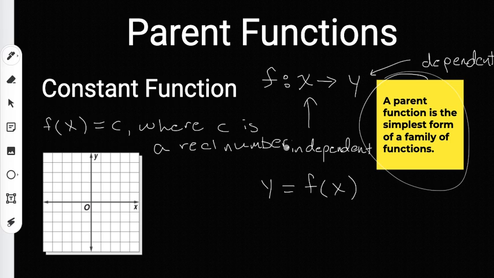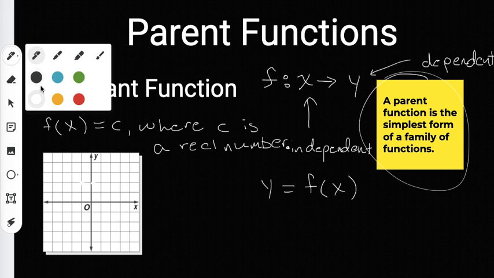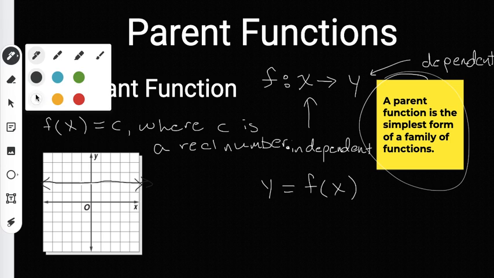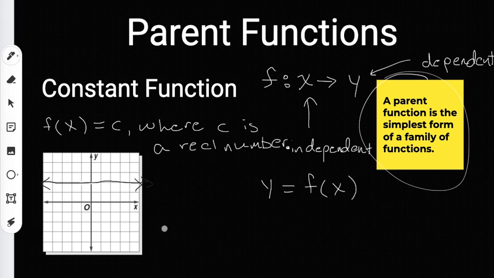So the way this is going to be graphed is you're going to get a horizontal line. What I'm going to do is I'm going to draw a horizontal line at 2. And I should probably change to black. There we go. And I'm going to draw this horizontal line right here. And I'm going to put arrows on the ends. So this is the constant function, and it's always going to be a horizontal line.